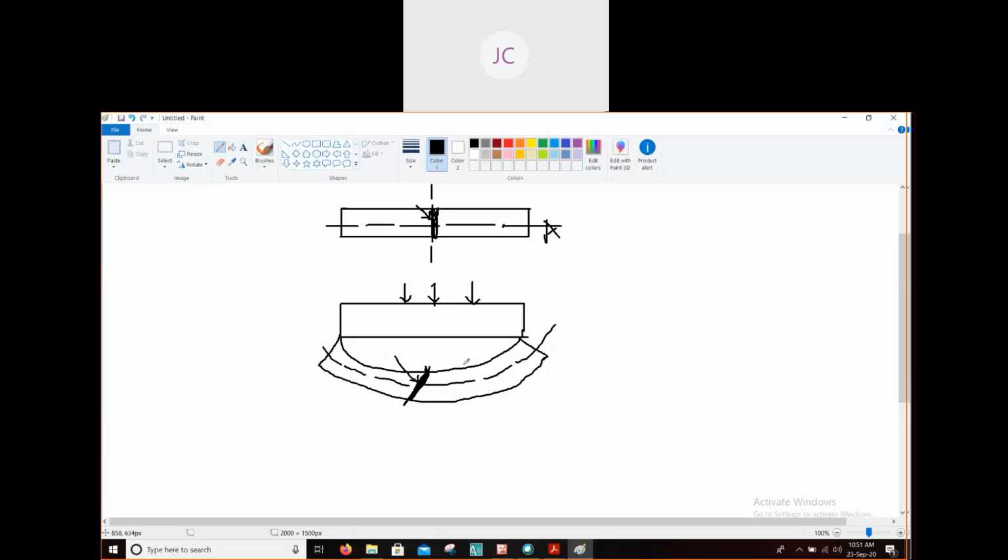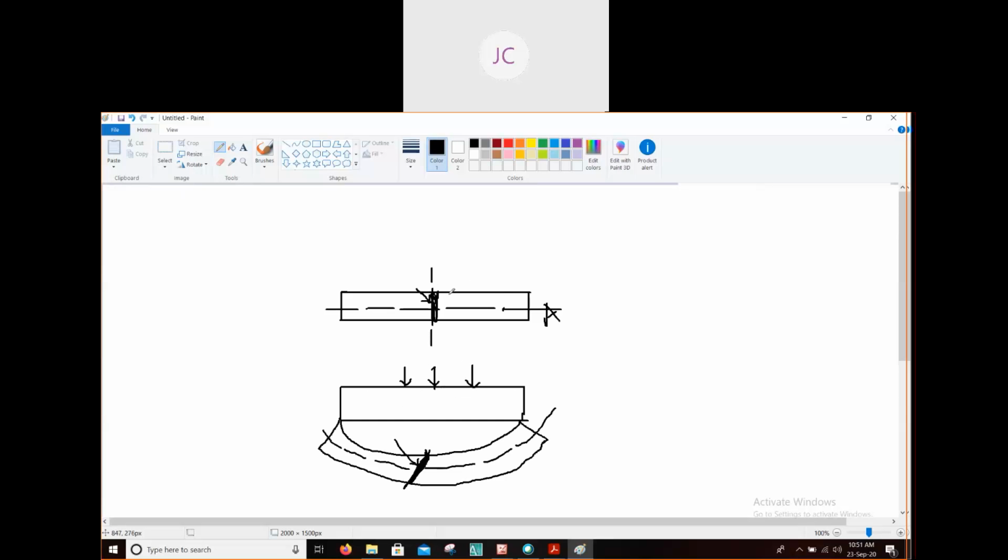Again, okay. This is our beam before the bending, that means before putting any load. This is our axis of the beam, and I have considered one portion normal to the axis. Okay, wait.